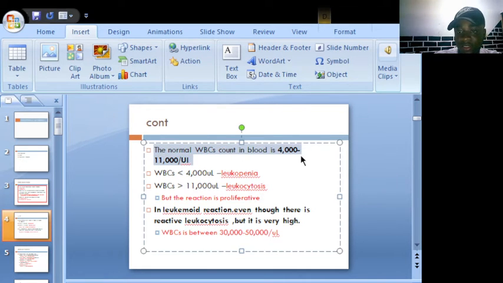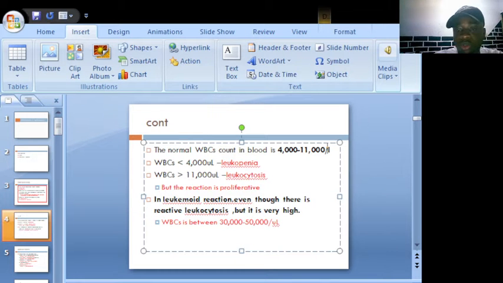You know that the normal WBC count in blood ranges from 4,000 to 11,000 per microliter. Okay, 4,000 to 11,000 per microliter. And it is very, very important to understand the values, so that when you are working in the lab, if you know the range, and any time there is an increase or decrease, you know that there's a problem.